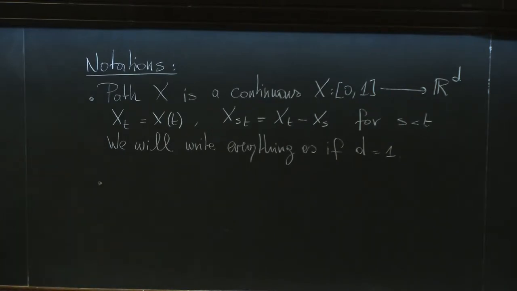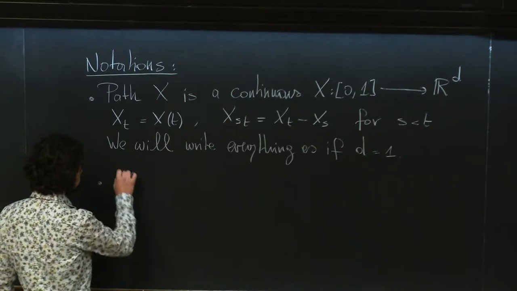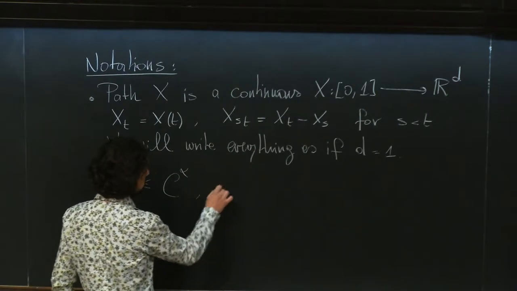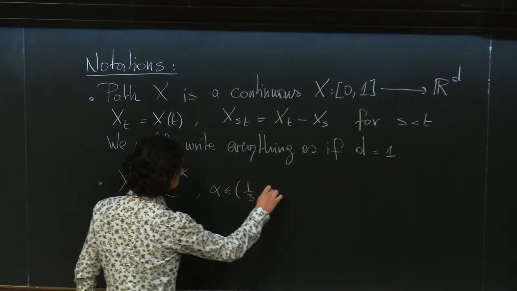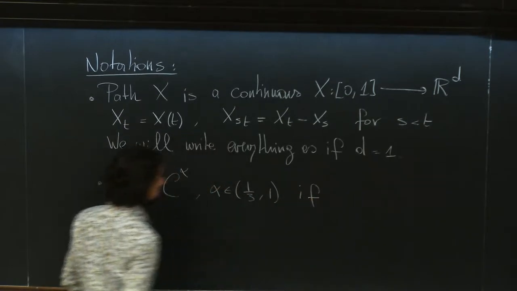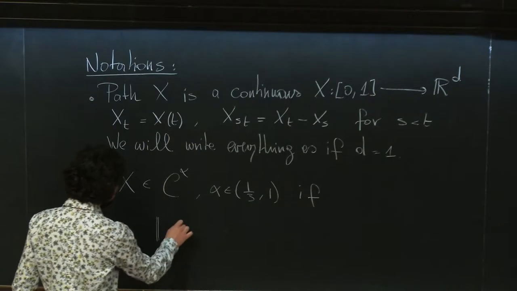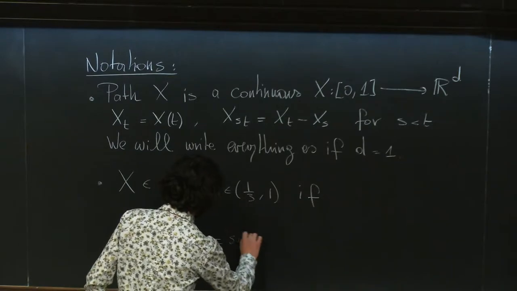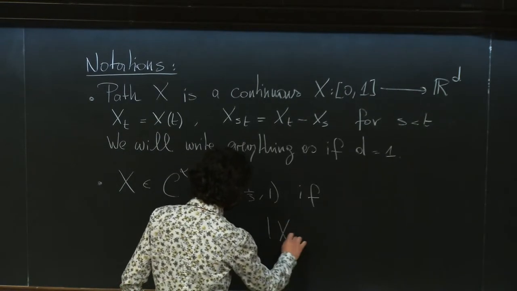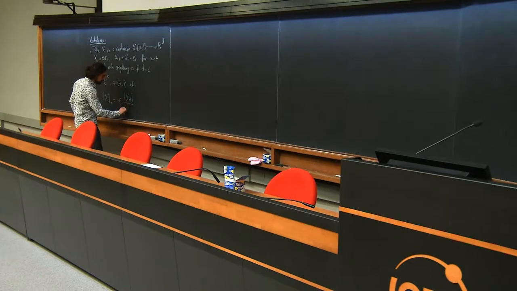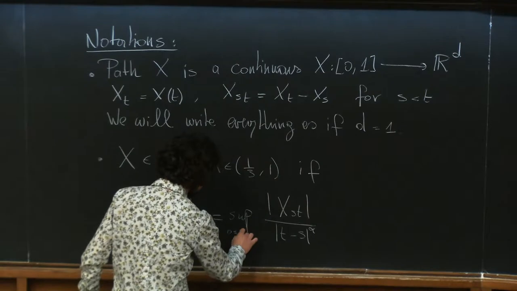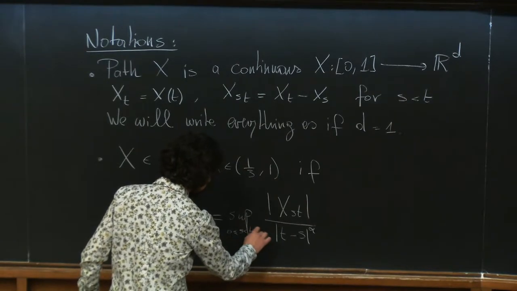So the second definition should be quite familiar. I will say that x is C^alpha for alpha in (1/3, 1] if the following quantity is finite, the usual Hölder seminorm. It's the supremum of the increment of the path over |t minus s| to the alpha, where I take t and s in [0, 1], and of course different.